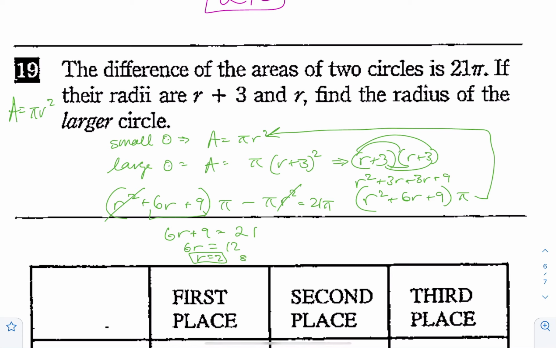So that's for the small circle. For the large circle, the radius will be plus 3, or 5. And you can check your work. You can do pi times 5 squared, that's 25 pi, while pi times 2 squared is 4 pi. And 25 pi minus 4 pi is 21 pi. That's the difference of 21 pi here.